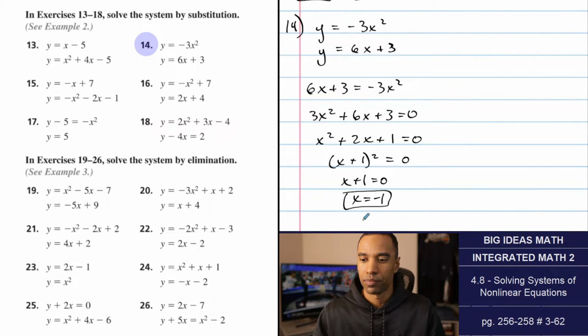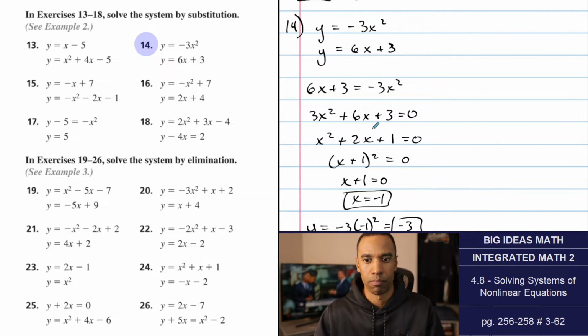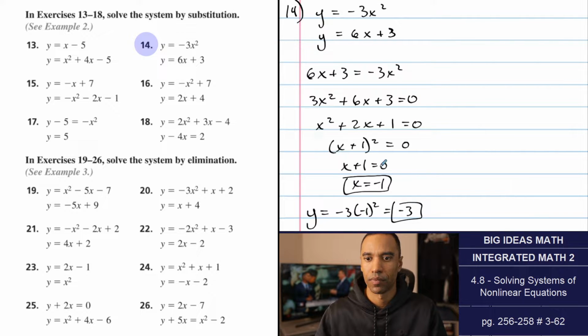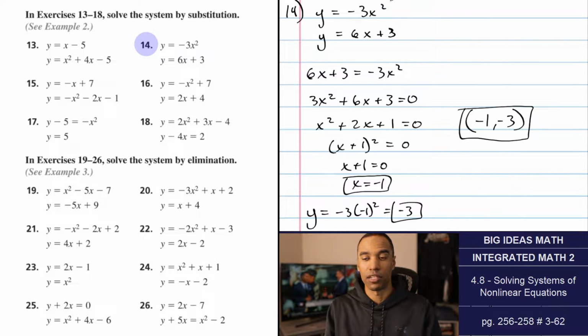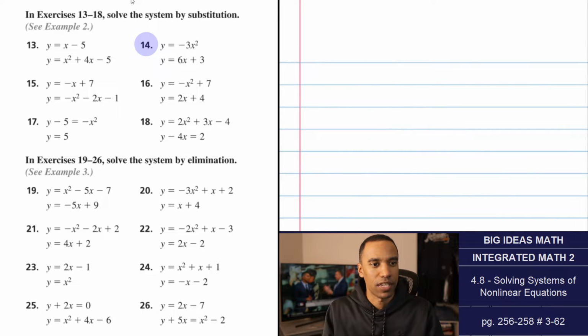The y value is found by substituting negative 1 for x in either equation. Pick your poison. Negative 1 squared times negative 3 is negative 3. Or negative 6 plus 3, boom, is negative 3. So your final ordered pair solution for that is negative 1, negative 3. Just one solution. If I graphed, that's where the line intersects with the curve. All right, number 15.